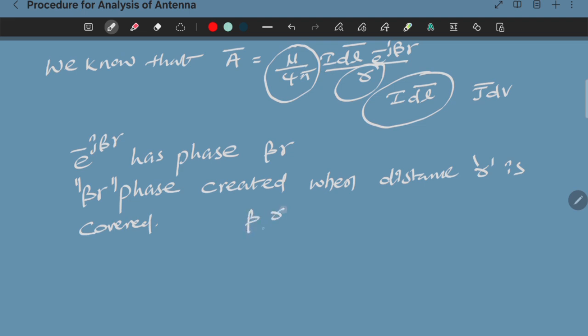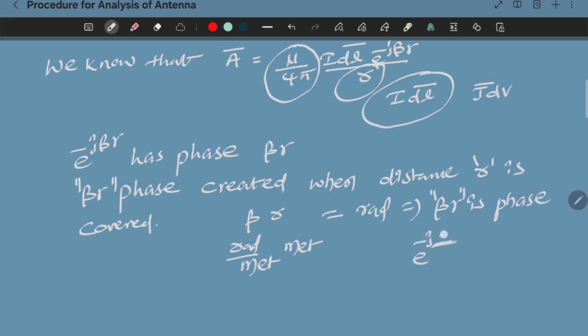So beta is in radians per meter. r is the distance, that is in meters. So you will get radians. That means beta r is a phase. That is why it is e power minus j beta r, not e power j theta. So when the distance r is covered, the phase produced is beta r. So we will include that e power minus j beta r in the expression of the A bar.